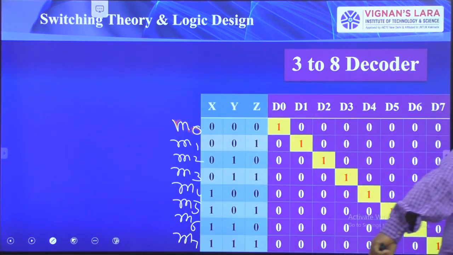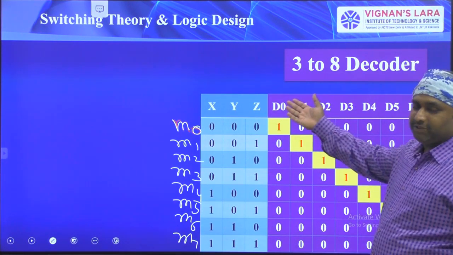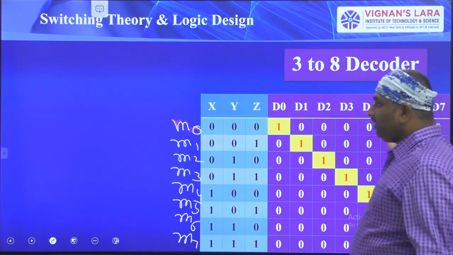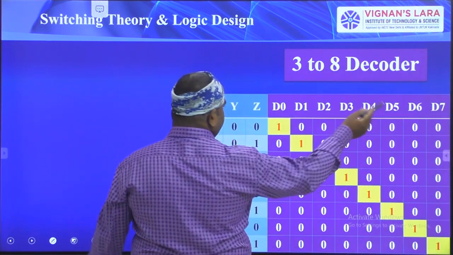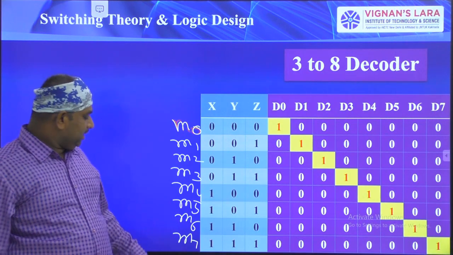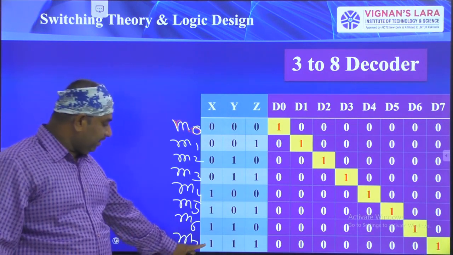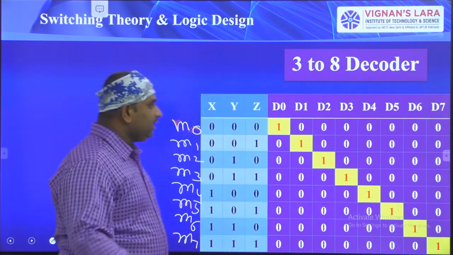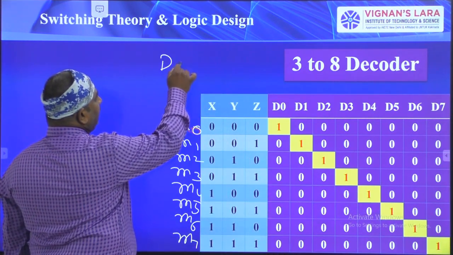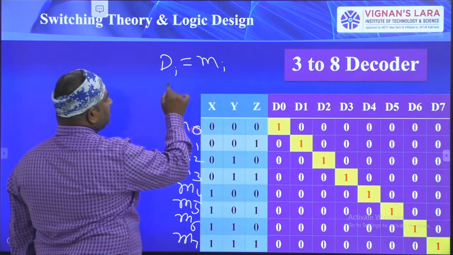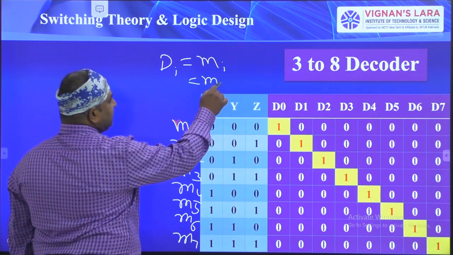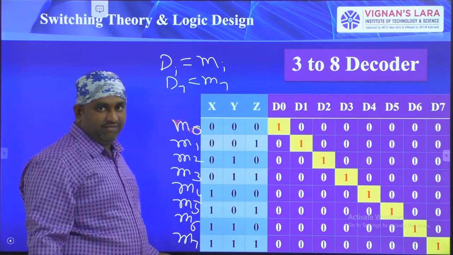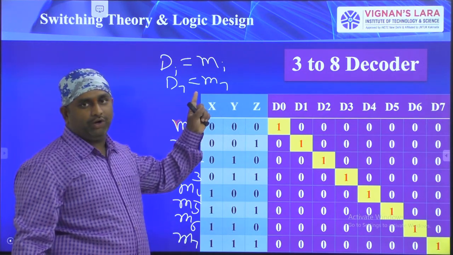The outputs of the decoder you can represent with D or you can represent with Y. Here I have represented D. See here, D0, D1, D2, D3, D4, D5, D6, D7. When you select M7, the inputs are 1, 1, 1 and the output is equal to D7. Here the condition is Di is equal to Mi. So when you have selected input as M7, the output D7 is going to be 1.